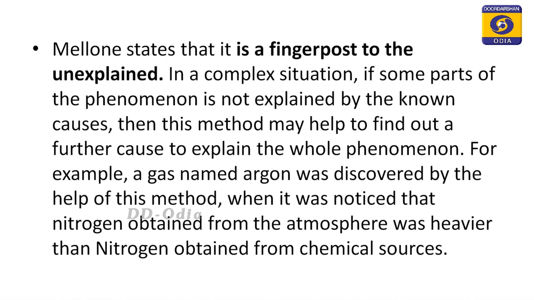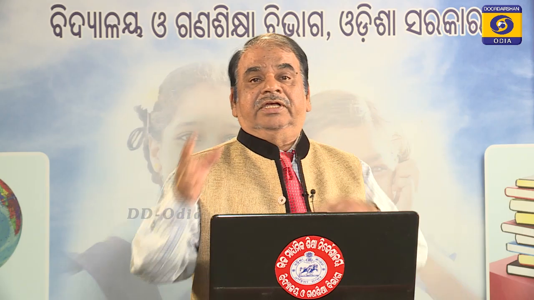For example, a gas named argon was discovered with the help of this method. When it was noticed that nitrogen obtained from the atmosphere was heavier than the nitrogen obtained from chemical sources, then they tried to find out the cause of it, and they arrived at another gas. That is, the discovery of argon was possible with the help of this method, and that is how this is a method of discovery, not a method of proof.